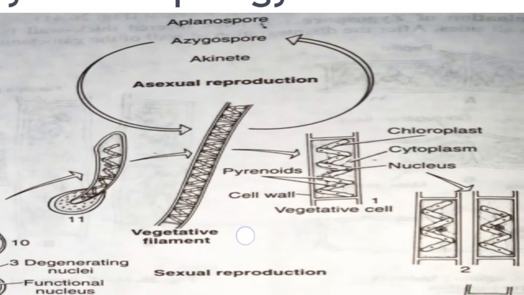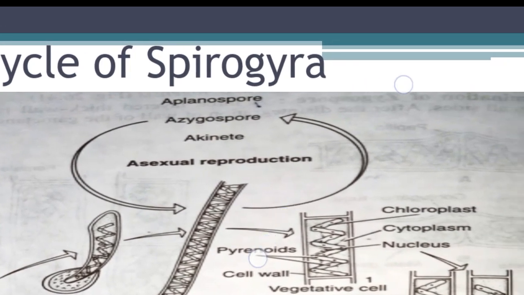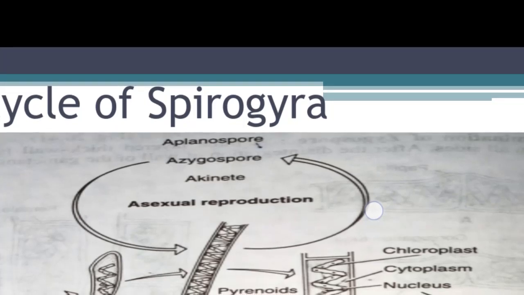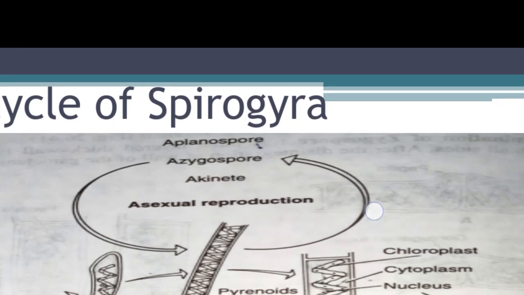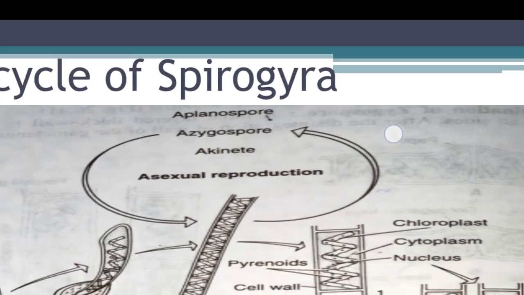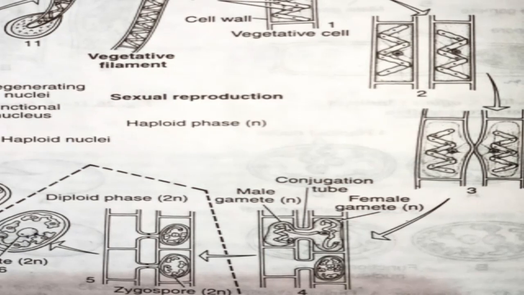In the asexual mode of reproduction, you will see that it converts into aplanospore, azygospore and akinete. Among them, some form in favorable conditions, but the akinete stage forms only in unfavorable conditions. Here you can observe that conjugation is the basic process of sexual reproduction. Conjugation may be lateral or scalariform, that is ladder-like.